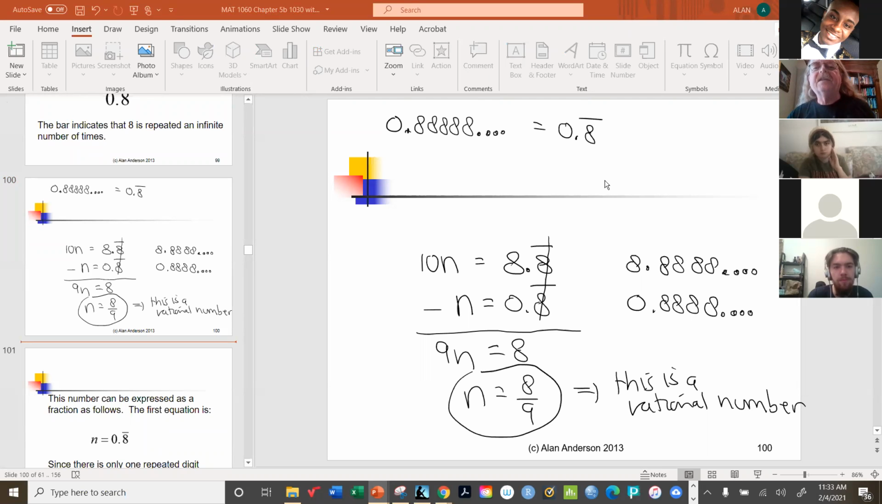So I started by defining n as the number that I'm interested in. And then what I do is I multiply it by 10. And I did that because when I subtract, I'm canceling out all the repeated decimals. I want to get rid of them. Okay, and the only way to do that is to subtract, so that what's left over are just integers. And then at the end, you've got 9n equals 8, which clearly implies that n equals 8/9. Okay, so that's our proof. Now, if you type 8/9 into your calculator, it'll give you the same thing. Beautiful.